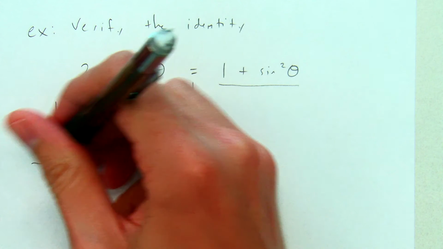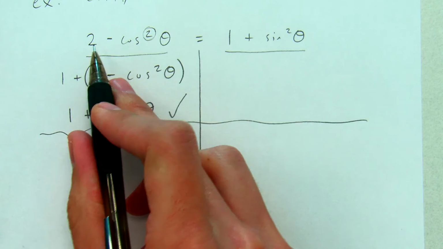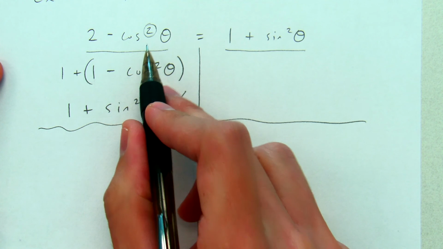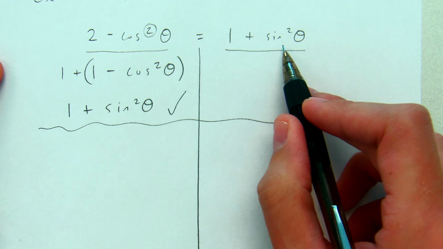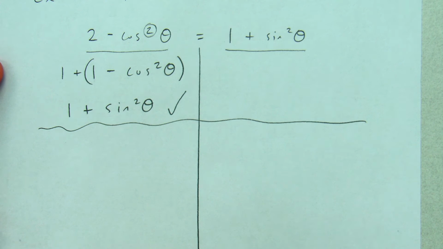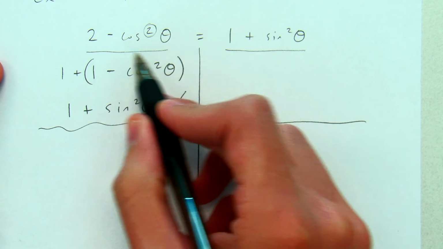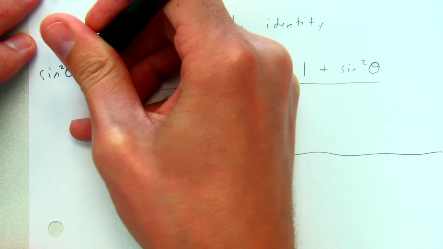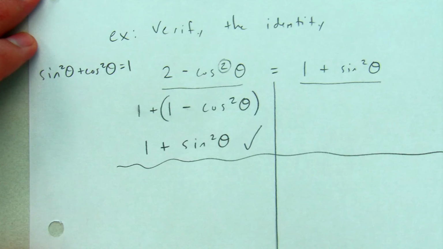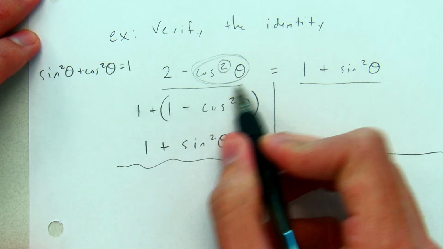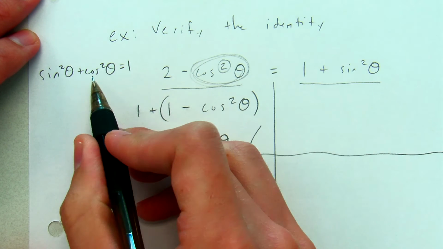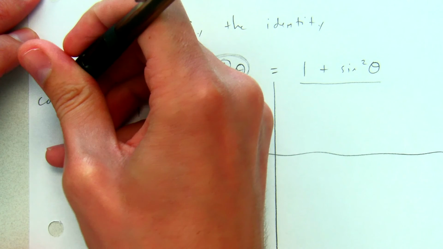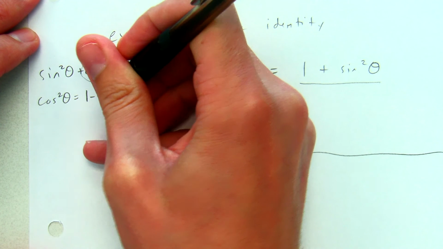There's another way we could have done this problem. Let's say that I didn't think of splitting up that 2. Instead, I was just stuck and I said, you know what? On the left side, there's a cosine squared, and I know that it needs to become a sine squared. What equation relates cosine squared and sine squared? My Pythagorean identity. How can I rewrite cosine squared in terms of sine squared? Well, I'll isolate cosine squared here by subtracting sine squared from both sides. So I get cosine squared theta equals 1 minus sine squared theta.